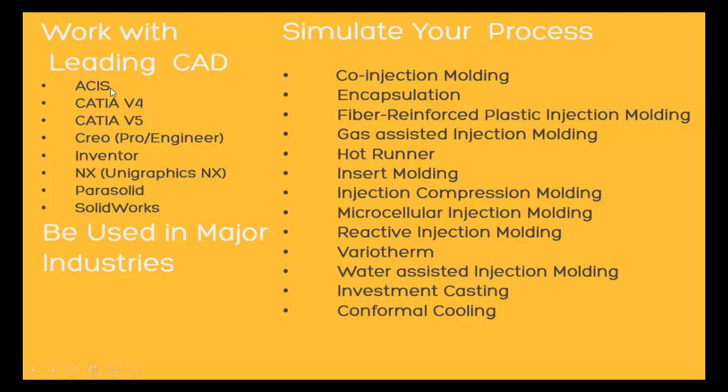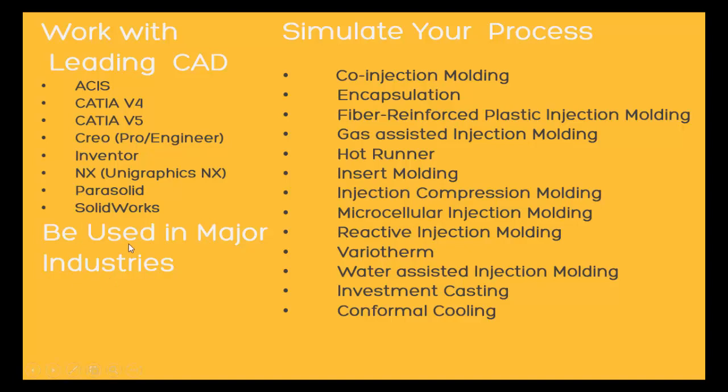So ACIS, the ACIS kernel, is basically for transforming, and Parasolid also for transforming into your Moldex3D, and you can interexchange between CATIA V4, V5, and Creo, Pro/E, Inventor, NX or UG, any earlier versions, and SolidWorks. So seamlessly you can integrate with different heterogeneous data, or you can say different extensions.